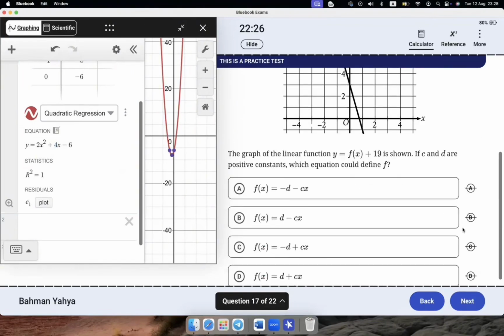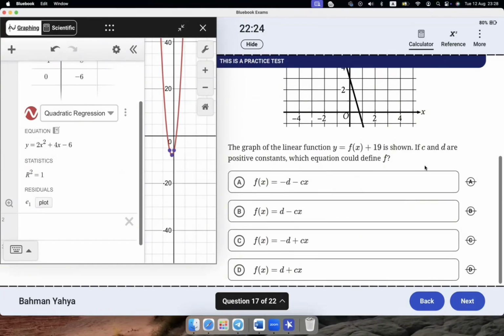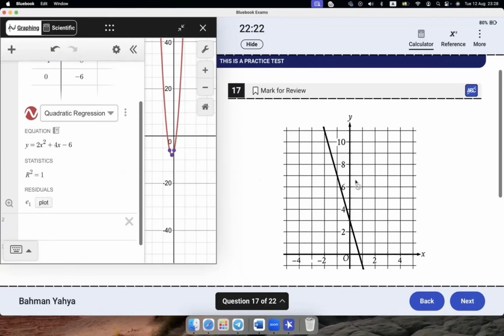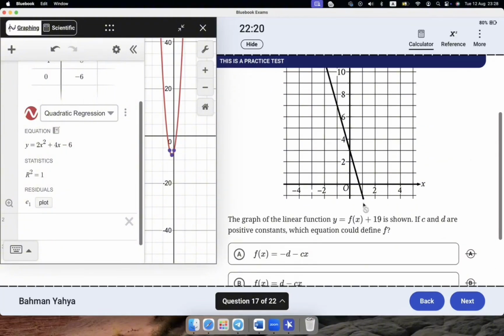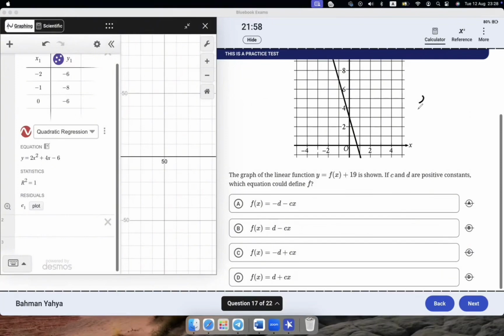And the next question is 17. We are given the graph shown. Look, what is the graph? Graph is not f of x. Graph is f of x shifted 19 units up. F of x, the answer key says like cx plus d, right? Let's see what is the slope. Because the line goes down, slope is negative. So I'm going to write c must be negative c, right?